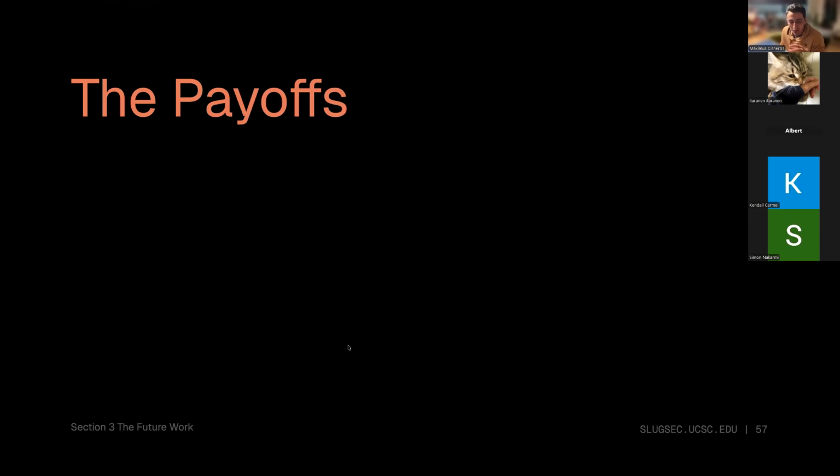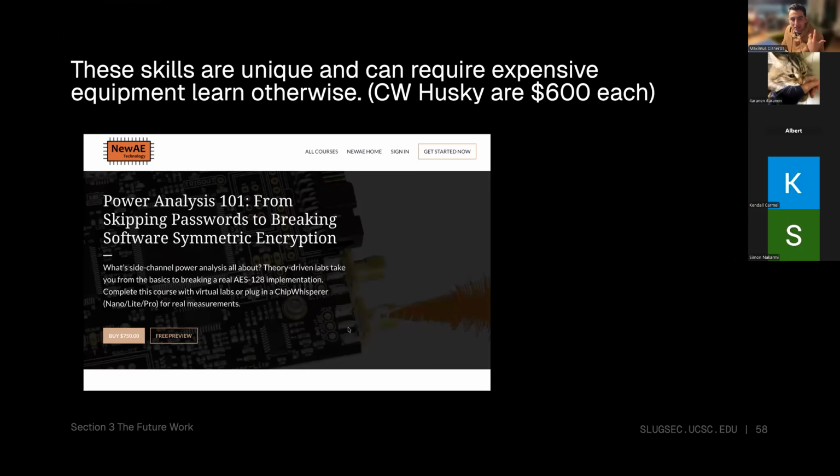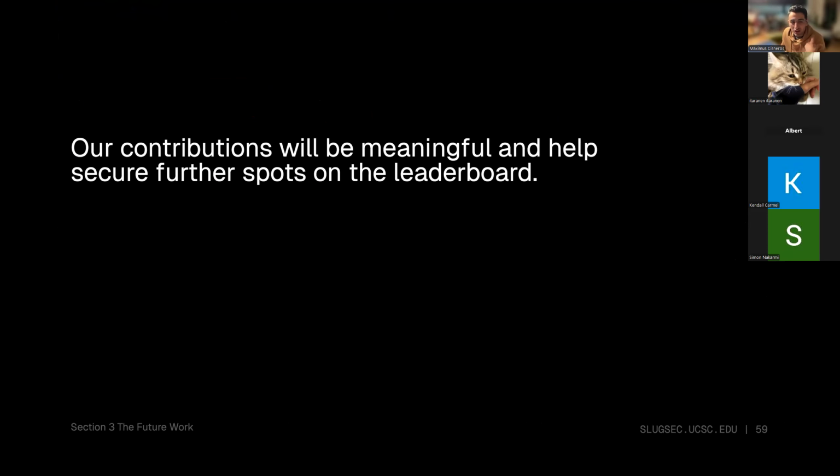But now with all those things explained, we kind of have the payoffs. So what are the payoffs? The payoffs are basically that these skills are unique and they require expensive equipment to learn otherwise. You're not really going to have other opportunities to rehearse and sharpen these skills like you will in this competition. Additionally, our contributions will be meaningful and help secure further spots on the leaderboard.